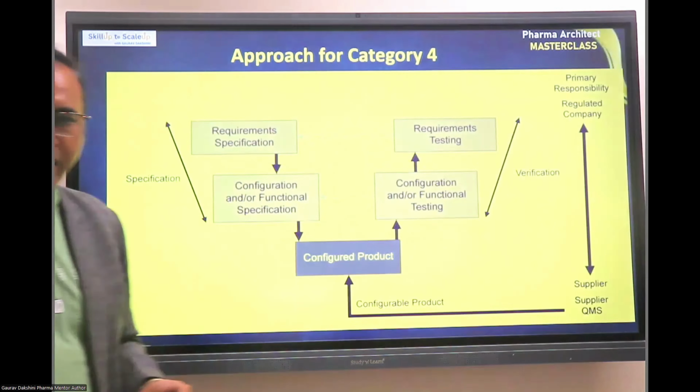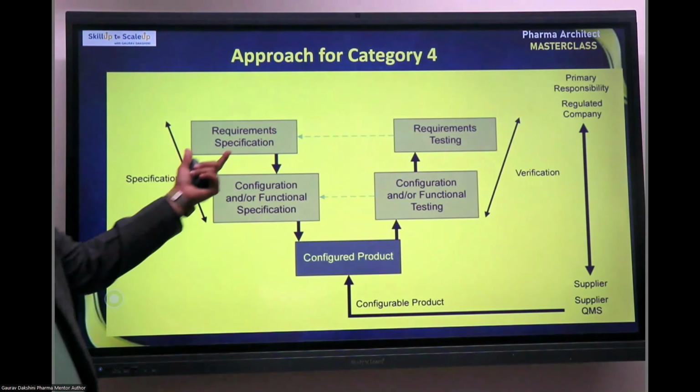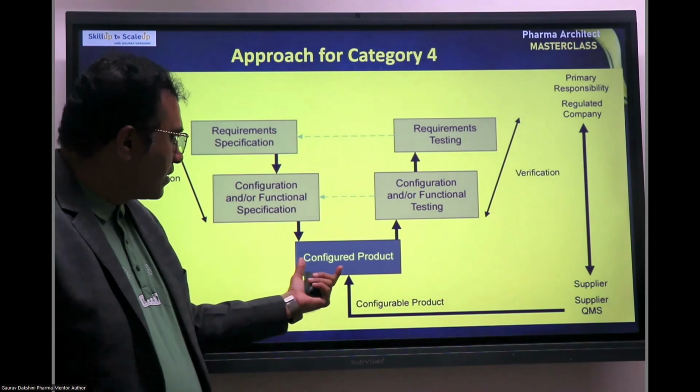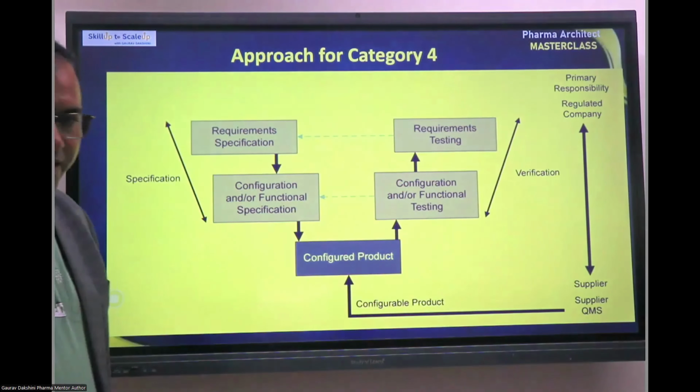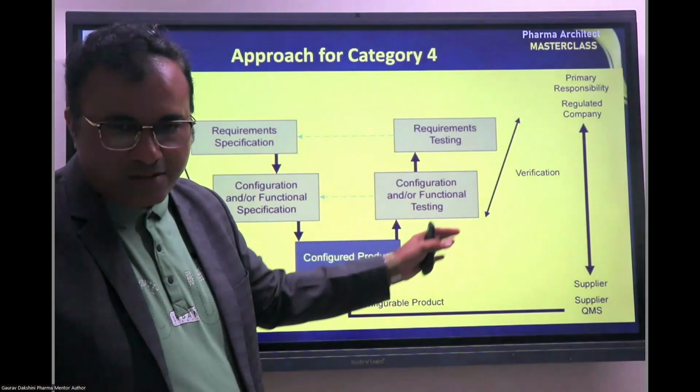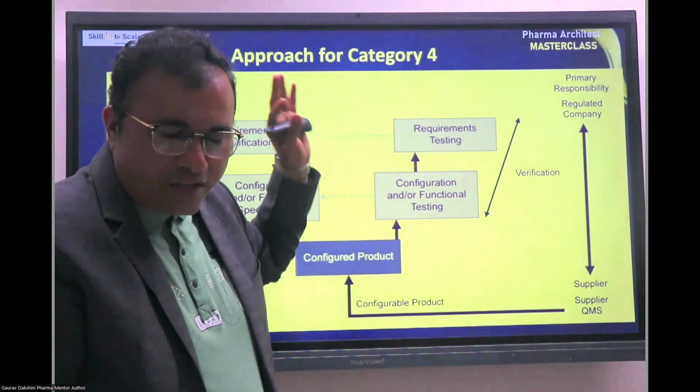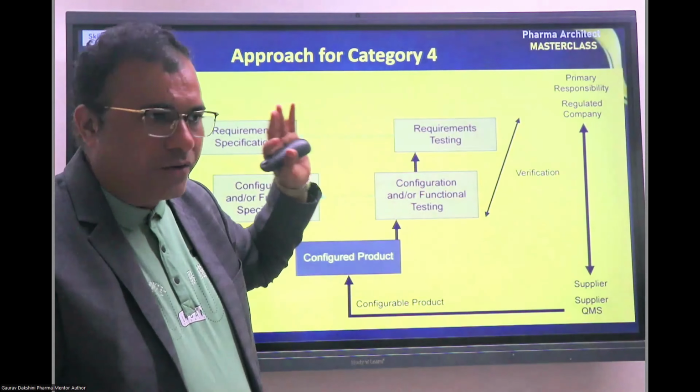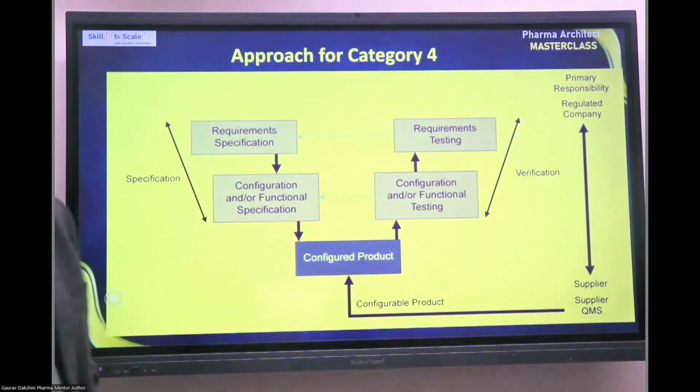Similarly, what is the category 5 approach? That we will see. And requirement specification, configuration, same thing. Yeah, this is like a simple V model in the category, and this is what we have been using for many years now.